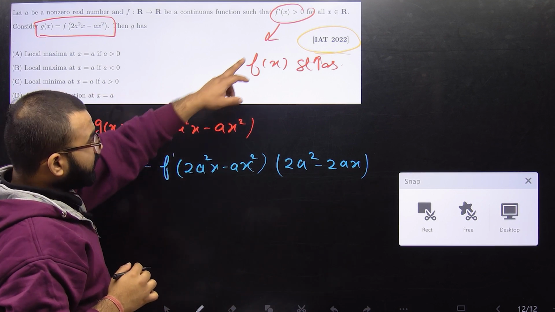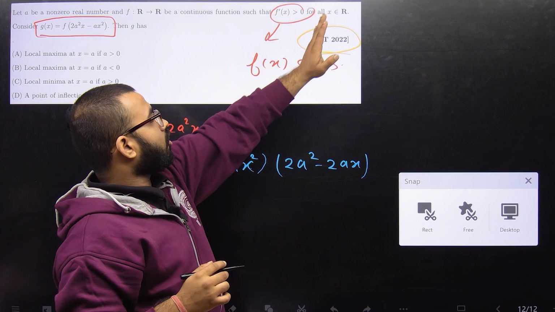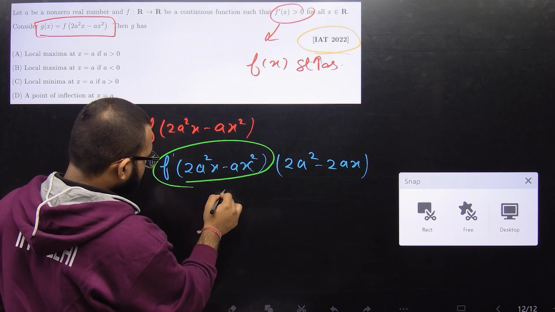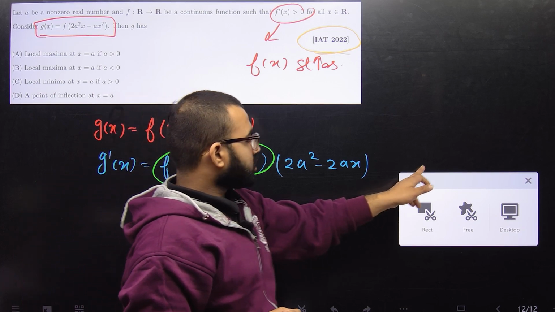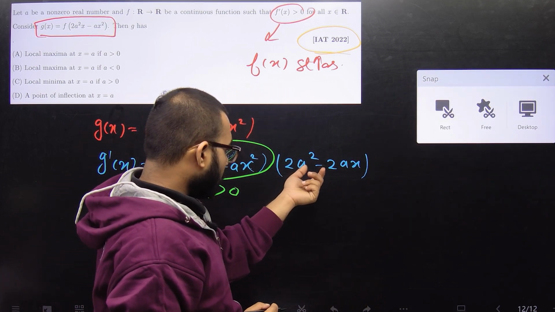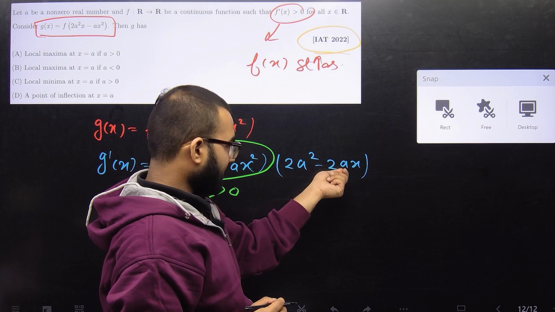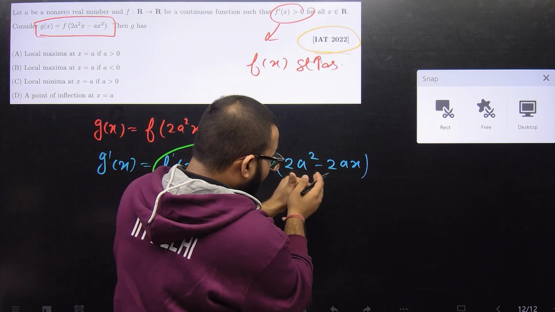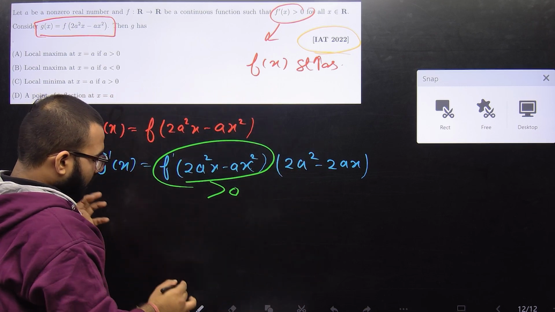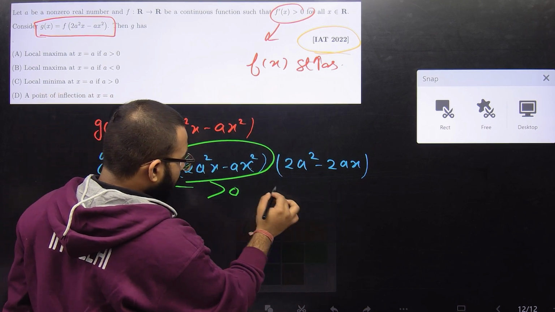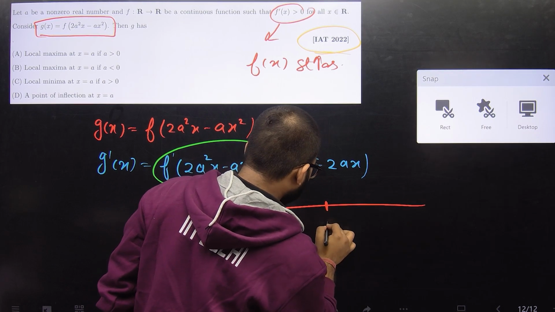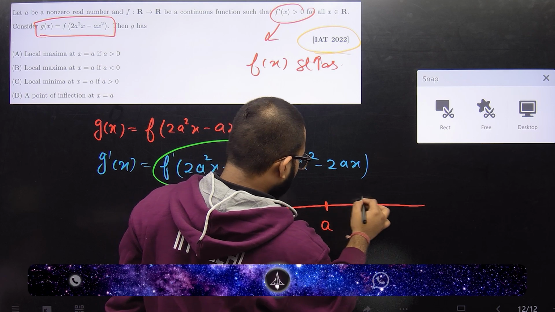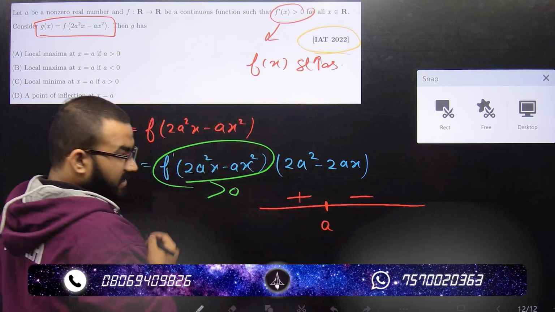Given that f dash x is greater than 0 for all x belonging to the reals, this part is always positive, greater than 0, and this other part is 0 when x equals a. So let's discuss when this part is positive and when it is negative. Let's continue with the wavy curve method. At x equal to a, that part is 0. Ahead of a, that part is negative, and less than a, that part is positive.